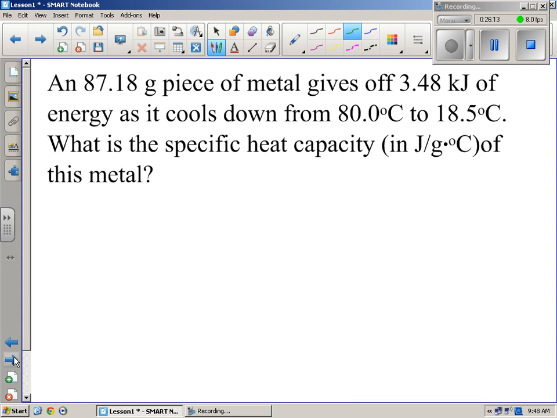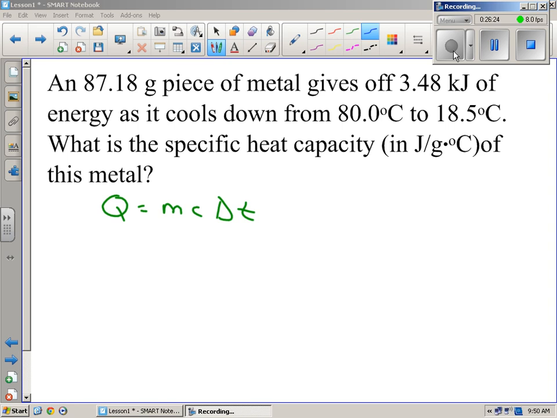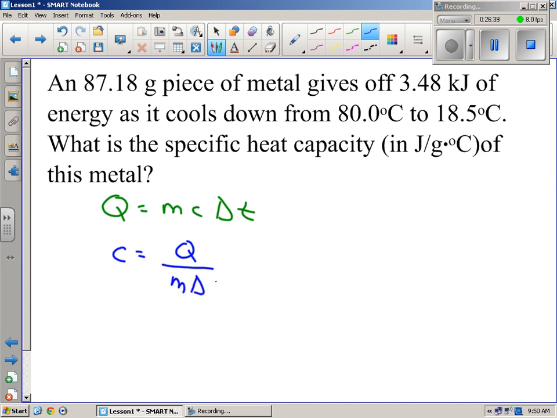You could be asked to solve for the specific heat capacity as well. So let's take a look at this one here. Actually, I'm going to get you guys to do this one here. So for this one here, like I said, you want to solve for the specific heat capacity. So your final equation here, if you're solving for C, of course, should be, what is it here? Q over M delta T.